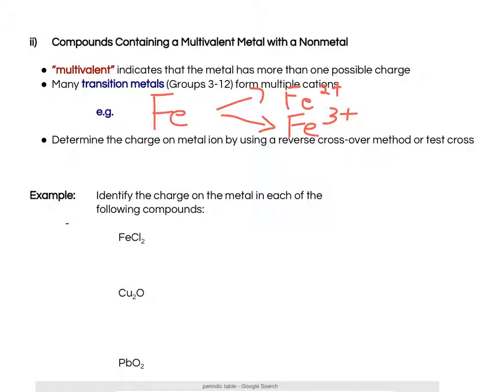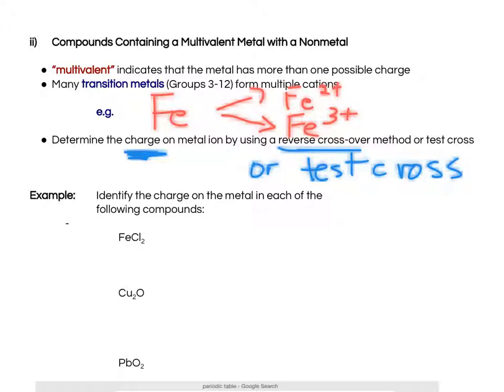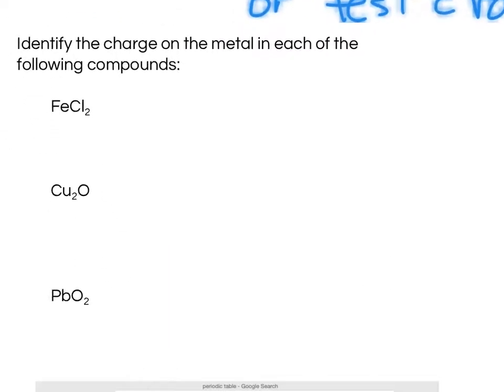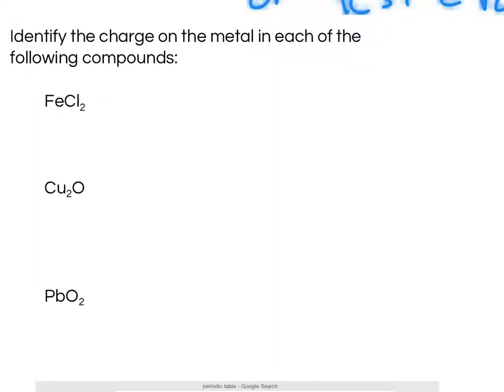So a big part of figuring out how to name them is first being able to identify the charge on the metal ion. And I would say you can either do a reverse crossover method to figure that out, or sometimes I will say to do a test cross. I find that the test cross tends to be an easier way for people who are struggling with this. So I'm going to zoom in here, and we're going to work on a few examples.